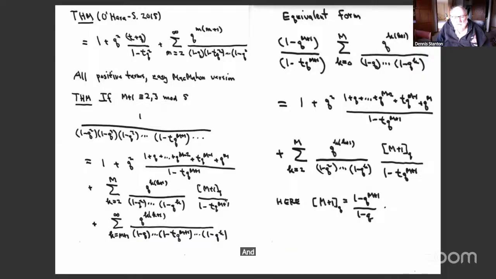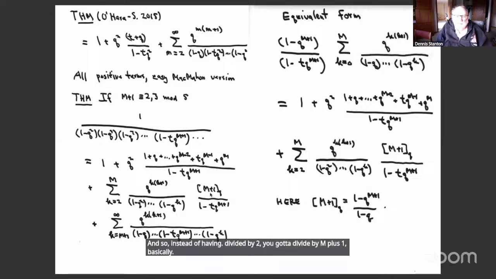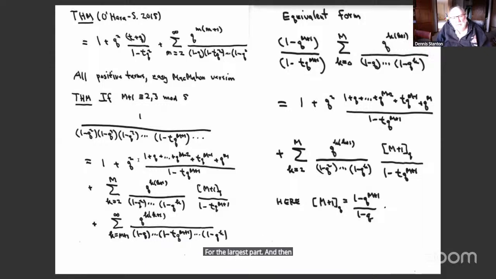And so instead of having divided by 2, you got to divide by m plus 1, basically, for the largest part. And then there's a little more complicated thing here for the single part partition. Note if t equals 1, this is 1 over 1 minus q. So it's just ones. So the ones, you have to separate them modulo divided by m plus 1 to tell you the power of t. So it's a little more complicated.